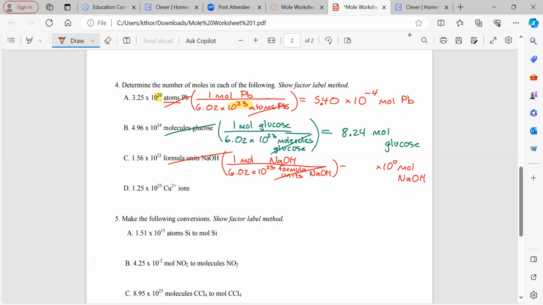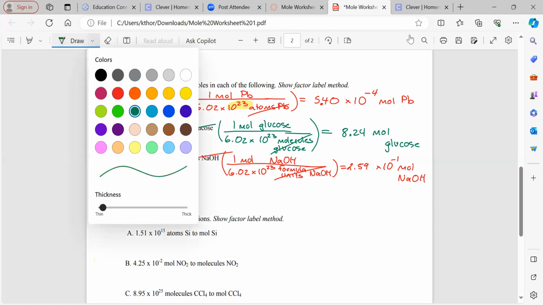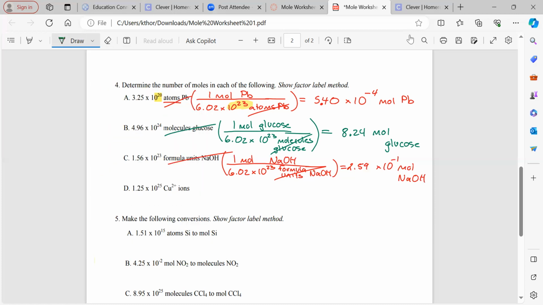So it's going to be 2.59 times 10 to the -1st, because the number had to go down by 1. Whenever you move the decimal to the right, the value of the exponent decreases. Whenever you move the decimal to the left, the value of the exponent increases. Okay, last one for this set of problems.